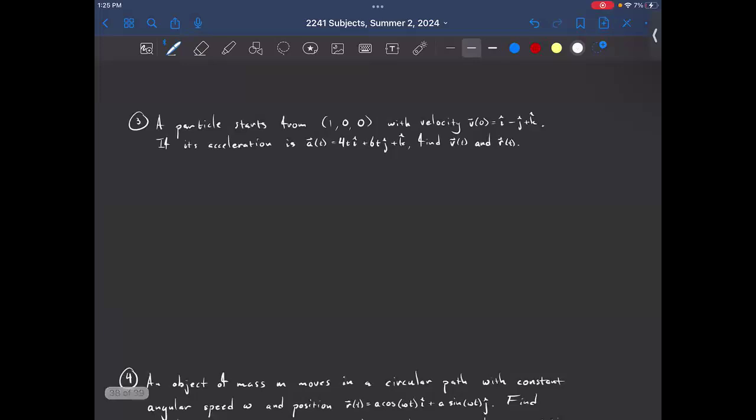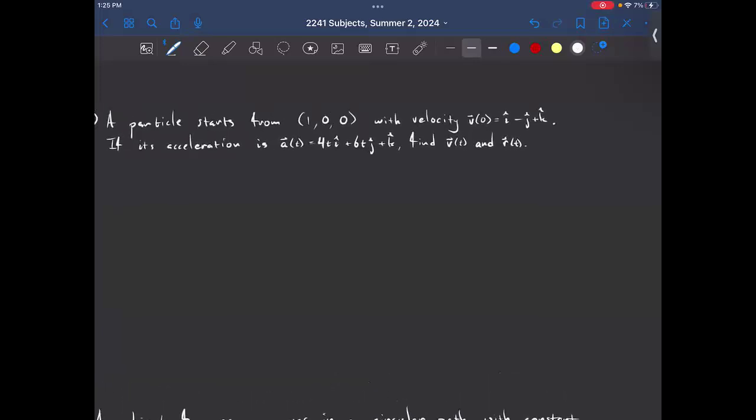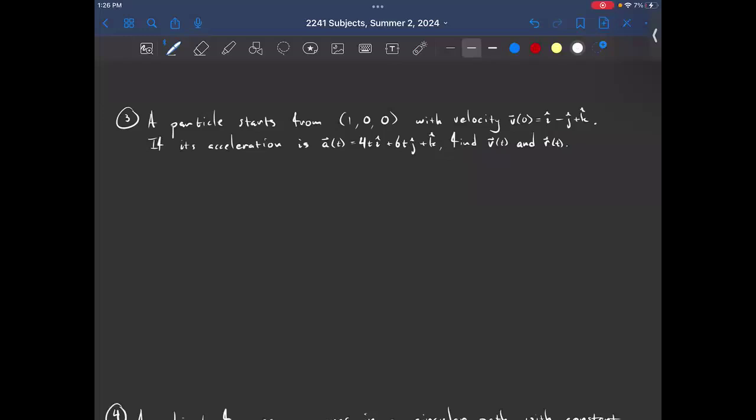Third, we have a particle. Its initial position is given. Its initial velocity is given. And we're given its acceleration function. So what do they want us to do? They want us to find the velocity as a function of time and the position as a function of time. Okay, so here's our acceleration function.